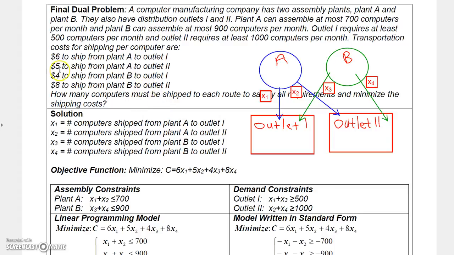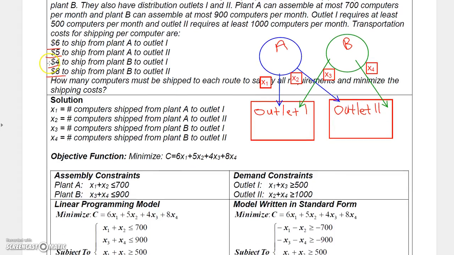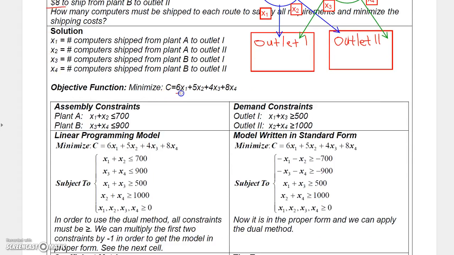Okay, now right here we're given the costs for each of these routes. So this would be 6x1, this would be 5x2, this would be 4x3, and this would be 8x4. That's the total cost. So the total cost for shipping would be $6 for each one that went from plant A to outlet 1, $5 for each computer that went from plant A to outlet 2, $4 for each one that went from plant B to outlet 1, and $8 for each one that went from plant B to outlet 2.